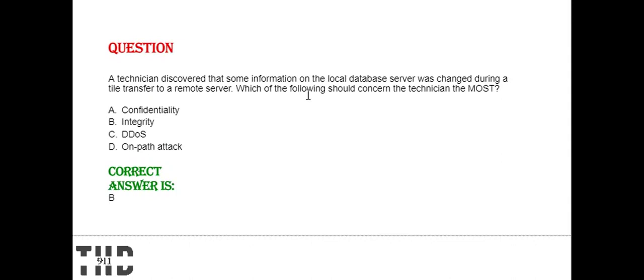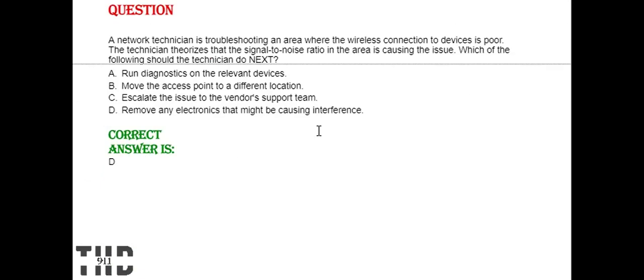The technician discovered that some information of the local database server was changed during the file transfer to a remote server. Which of the following should concern the technician the most? Option A, confidentiality. Option B, integrity. Option C, DoS. Option D, on-path attack. Option B is correct.